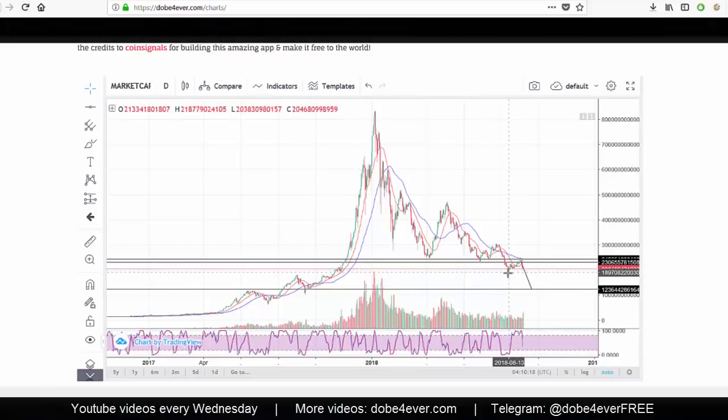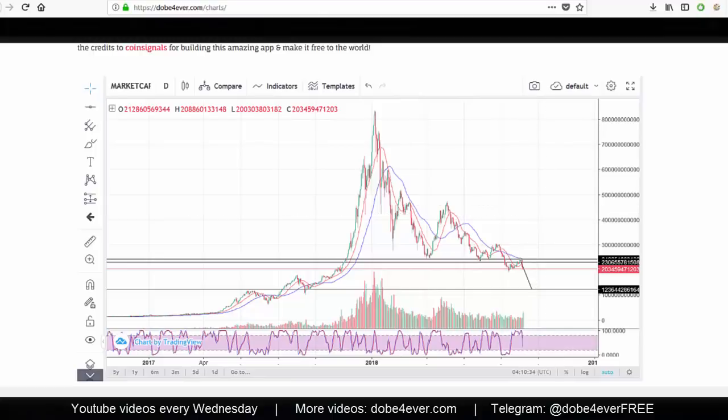But if we break below this previous low at 190, I would say it's very likely we go to make the target for this bear flag here. And the target is all the way down to 123 billion, more or less. So that was my quick update for the market cap.